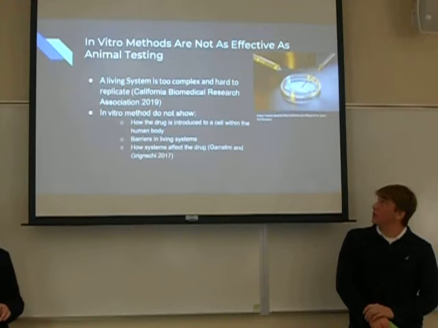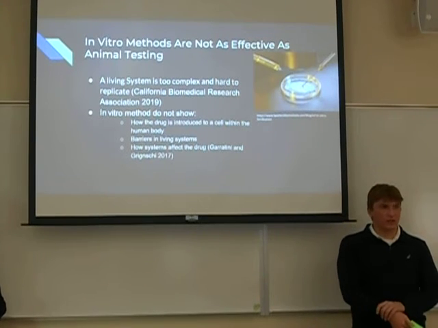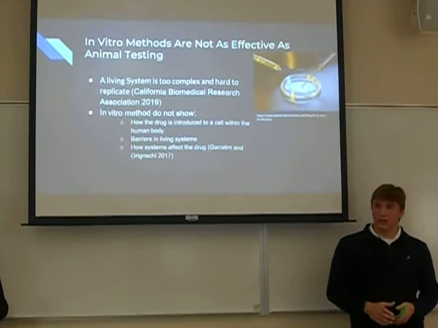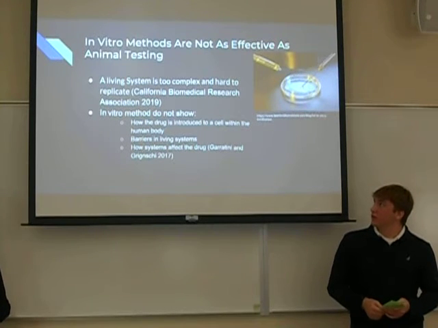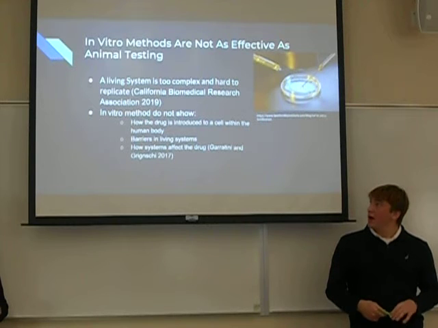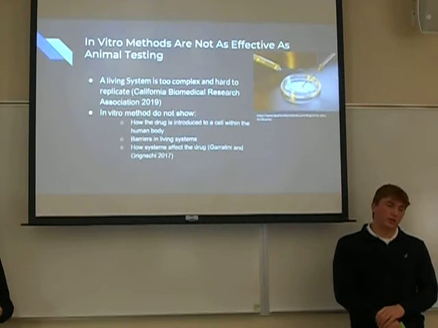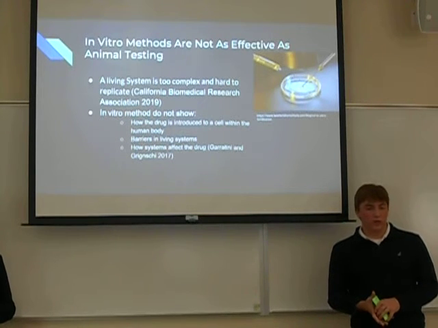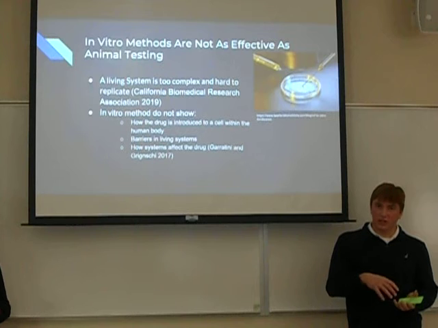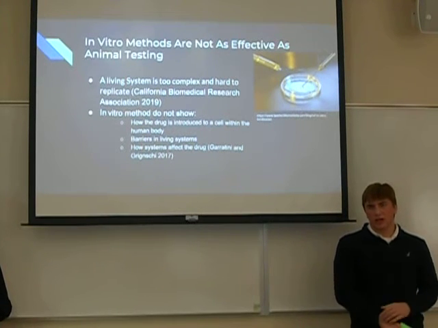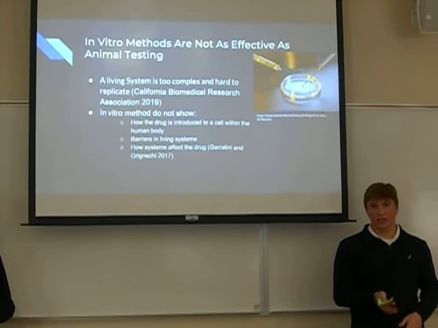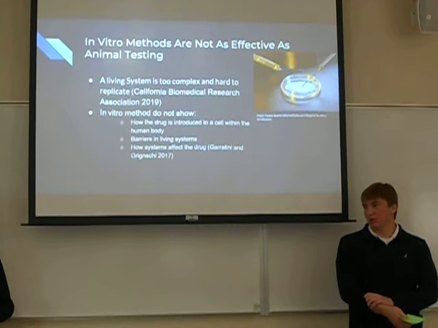So, in vitro methods would not be able to do this, as they are not as effective as animal testing. This is because a living system is very complex and hard to replicate. This is according to the California Biological Research Association. In vitro methods are unable to show how a drug would be introduced to a cell. When a cell is in a petri dish, as in vitro is, there is easy access to the cell. But when the cell is in a living body, there are many mechanisms and barriers that the drug has to go through to get to the cell, which is hard to replicate in vitro.